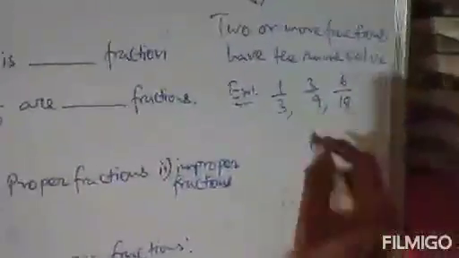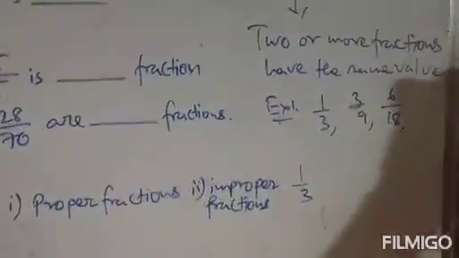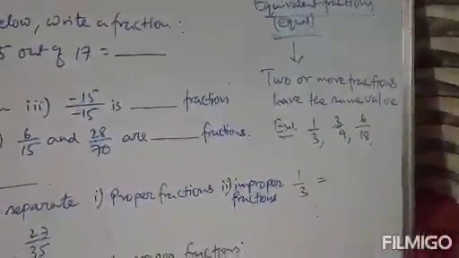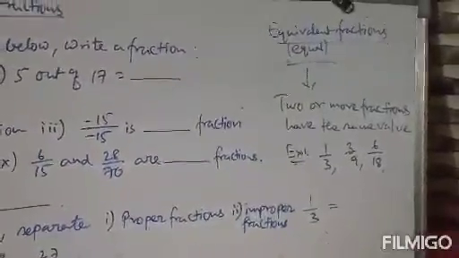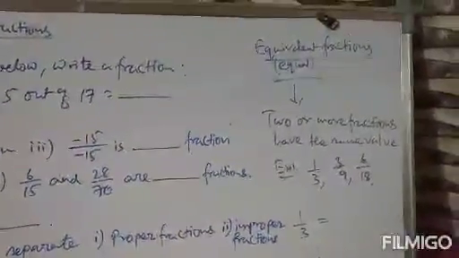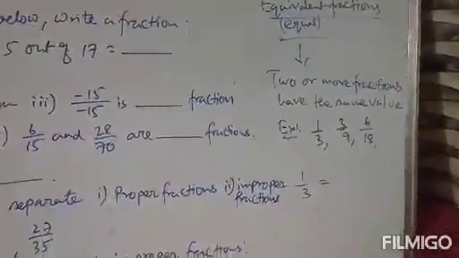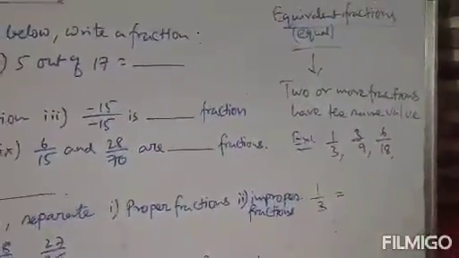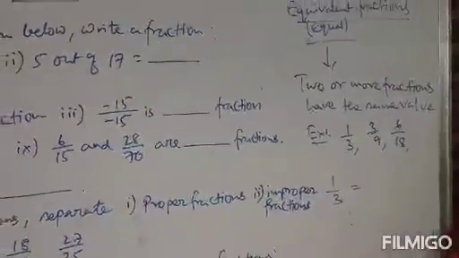How? Now see, the first one is 1 by 3. The rule of equivalent fractions is that we have to multiply the same number with the numerator and denominator. Listen carefully. The rule of equivalent or equal fractions is, whenever we multiply anything to the fraction, we multiply the same number with the numerator and denominator, and the fraction will be your equivalent fraction.